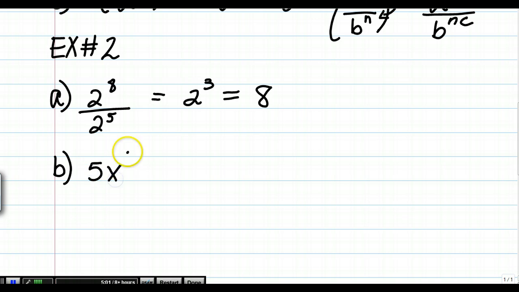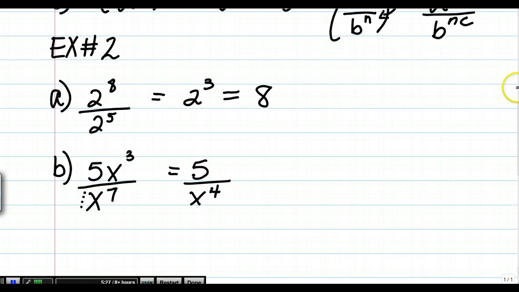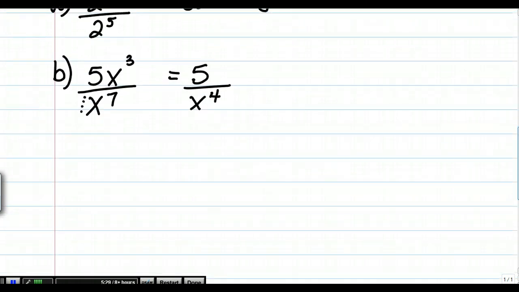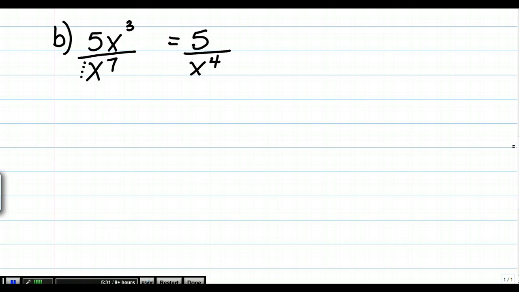Let's do one with variables. We don't have any number to reduce the 5 with, because this is just an imaginary 1. So 5 divided by 1 is just 5. And then you look at your common variables, and that base number is x. So we do 7 minus 3 because 7 is bigger than 3. And 7 minus 3 is 4. And so the 4 with the variable would be on the bottom because 7 is bigger than 4.